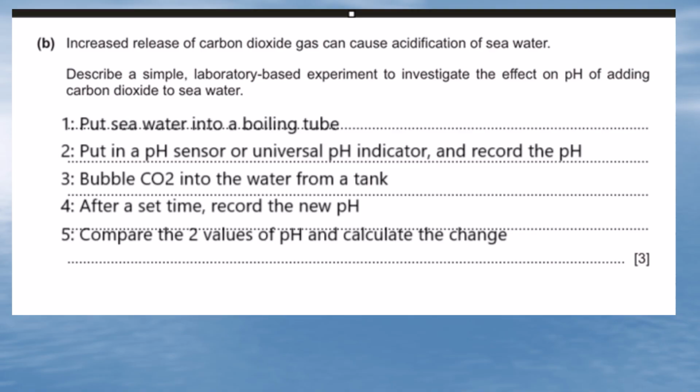I'll say, first put seawater into a boiling tube. Let's be specific, we're looking at seawater. Put a pH sensor or universal pH indicator in. Choose one of them and record the pH. Then you can bubble CO2 into the water from a tank. You can also write that you can just blow into a straw, as there will be CO2 in the air you exhale.